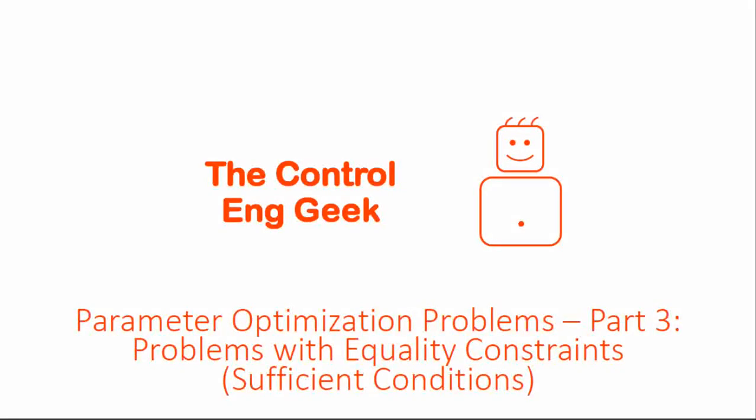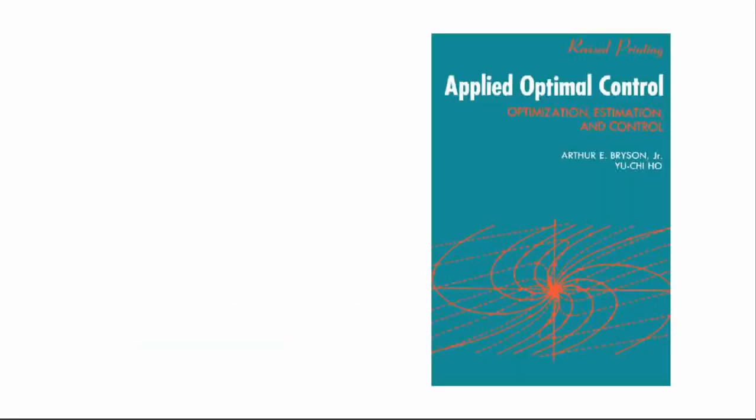Throughout this series of videos, you will be introduced to topics in optimal control and estimation in a way that you can draw almost complete idea about optimal control and optimal observers. Most of the introduced materials during this journey are borrowed from the book, Applied Optimal Control, Optimization, Estimation, and Control, which is written by Arthur Bryson. This is the third part of this series.